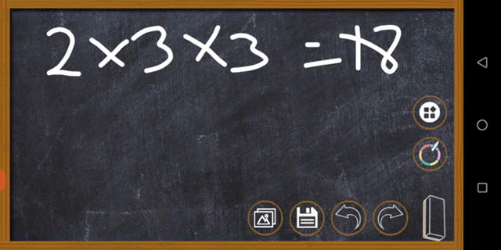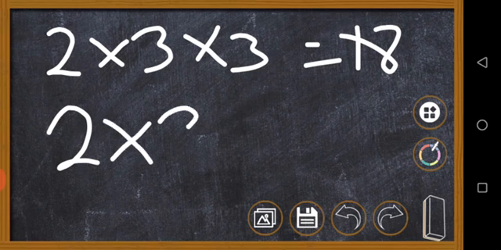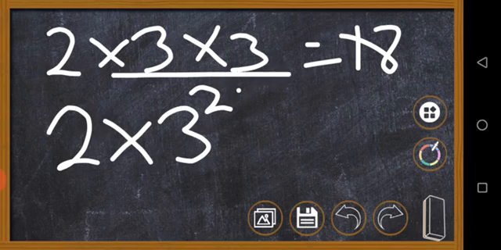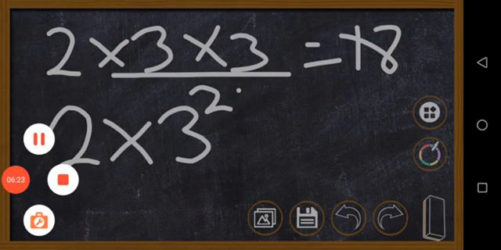Okay, now in index notation you will have 2 times what? 3 raised to the power of 2. This 2 here is telling you that 3 is appearing what? 2 times. Is that clear? 3 is appearing 2 times.